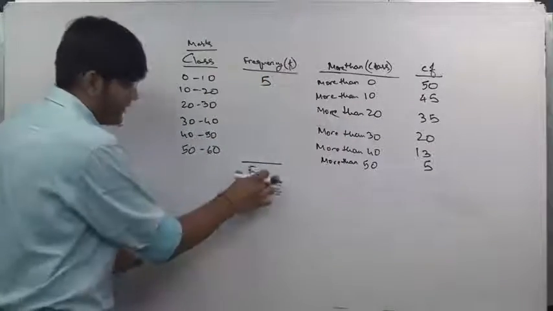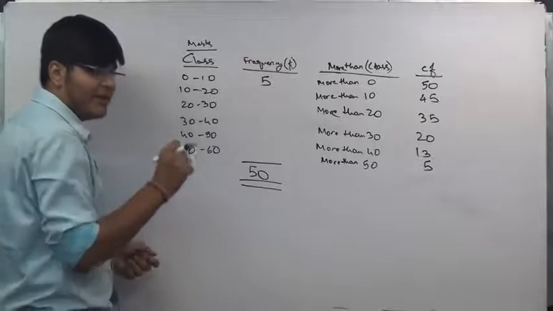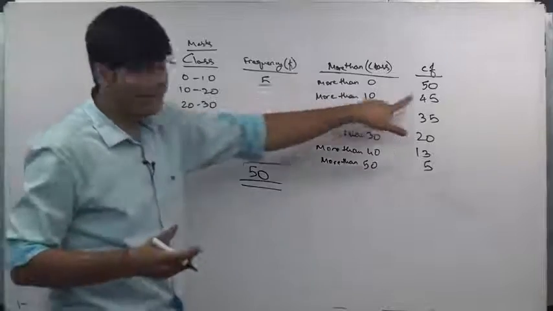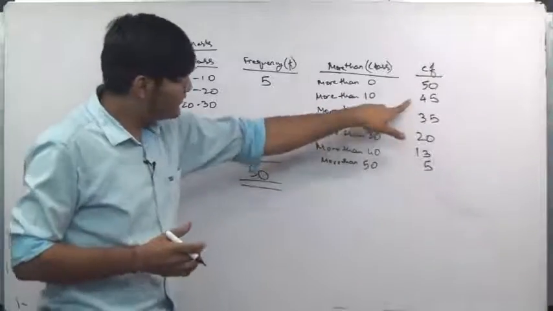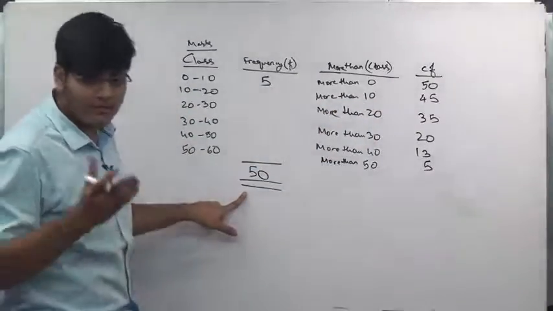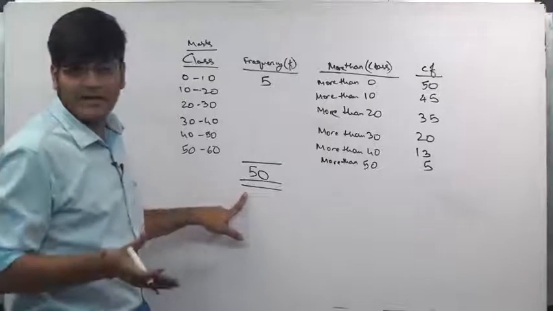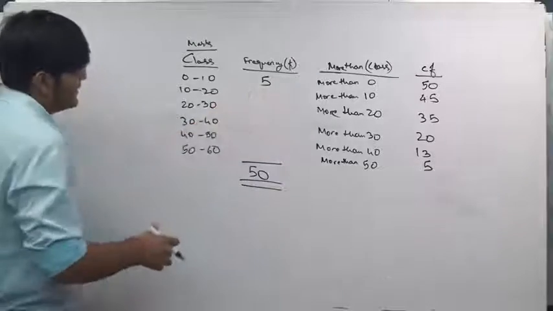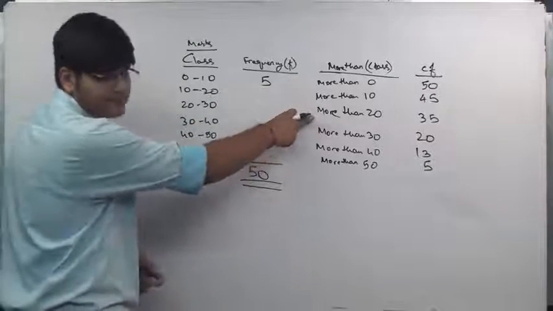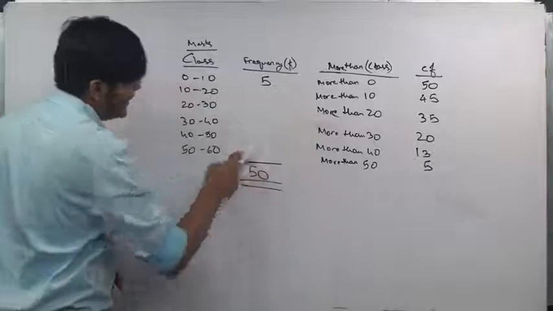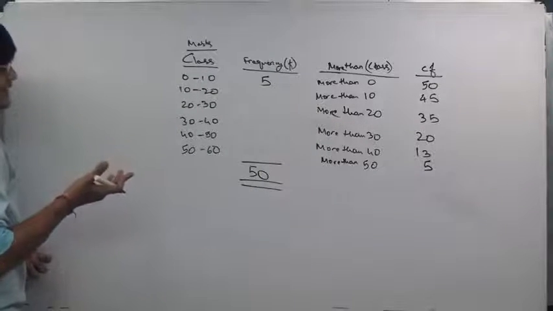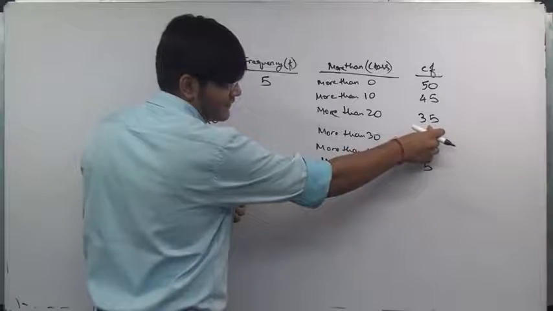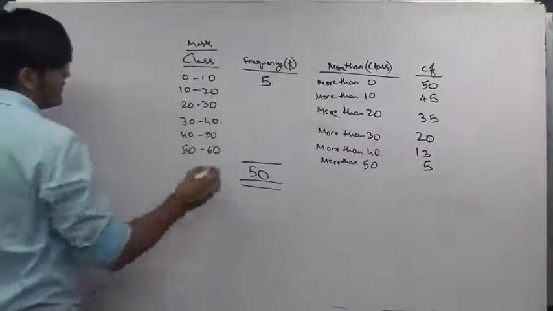Again, 50 is the total number of people. Minimum marks is 0. Whatever we have been given is more than 10, that is 45. So if we subtract these two, we will get the number of people who have scored below 10, and the least they have scored is 0. So 0 to 10, 5 people. Next, more than 20. Whatever we will be getting as the result, 50 minus 35, 15.